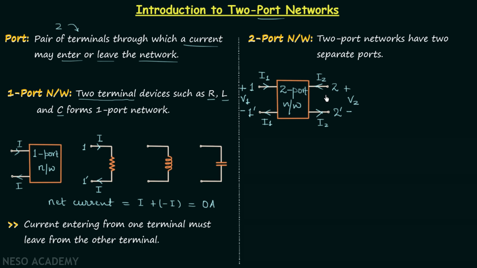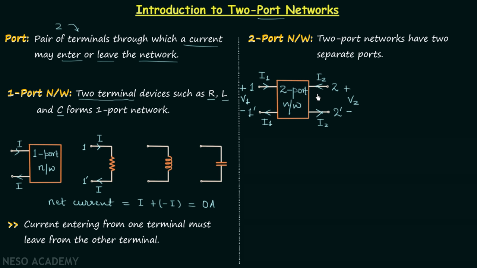Now you will ask me why we are having the output current entering the network. The input current is entering, it is okay, but why is the output current entering the network? It should leave the network. The answer is, current entering both the ports is the standard notation in two-port networks.